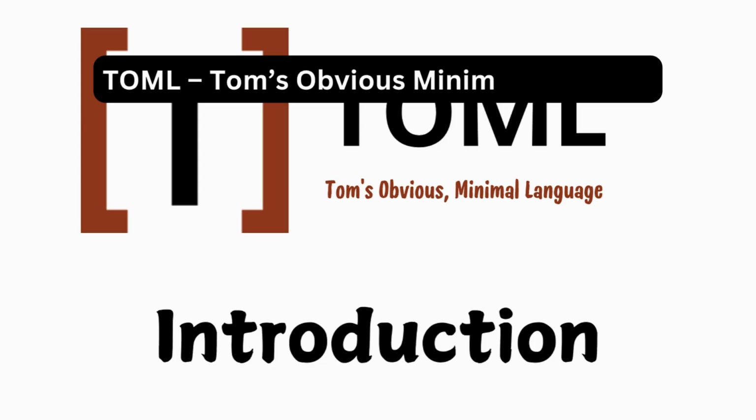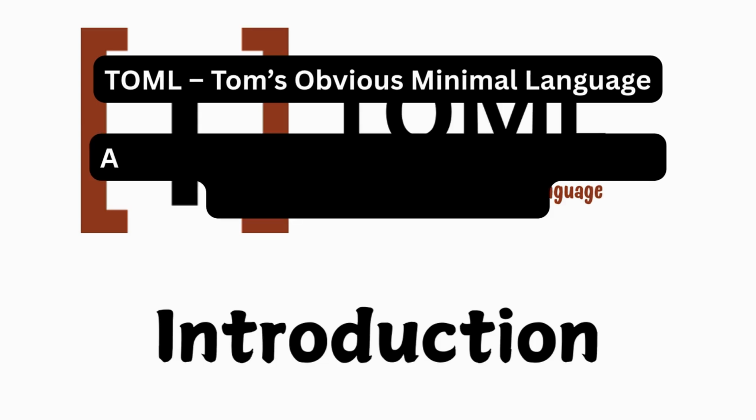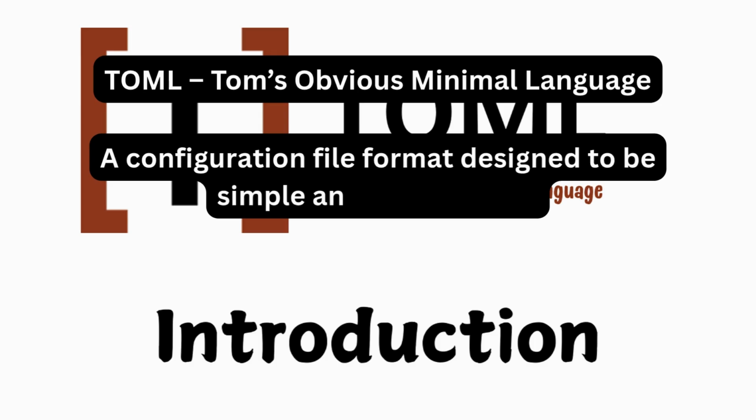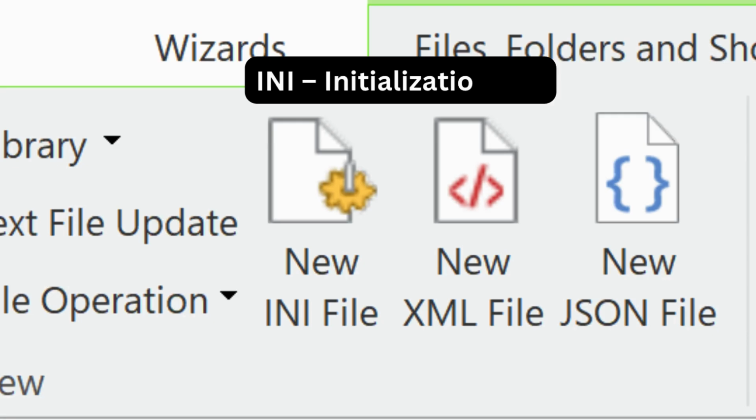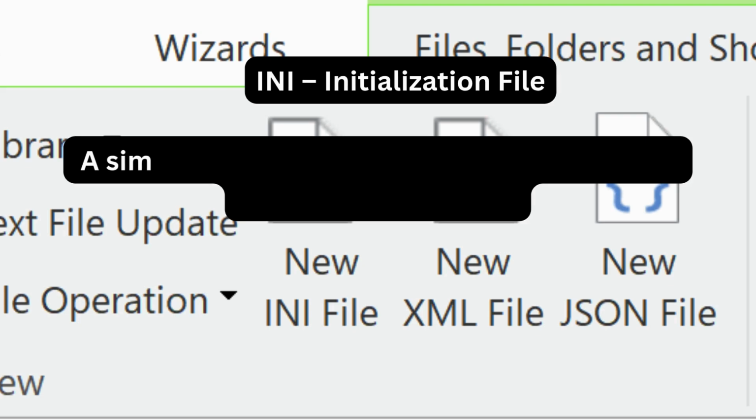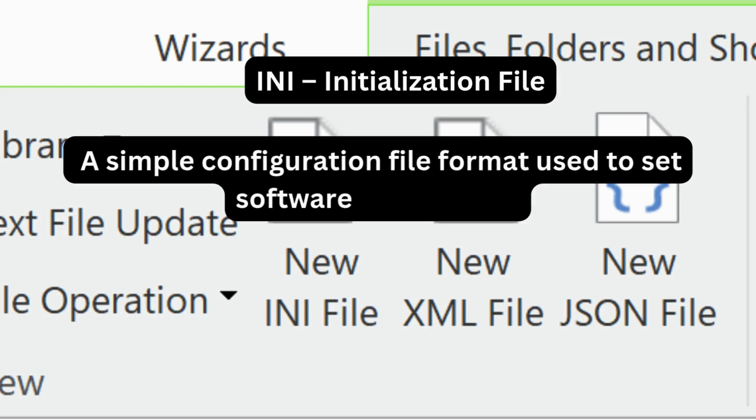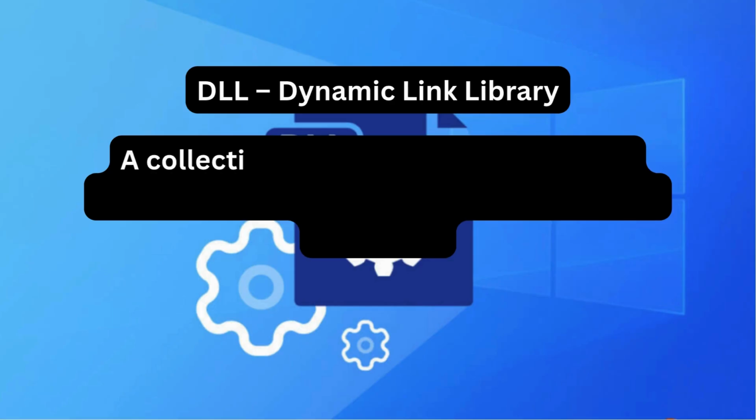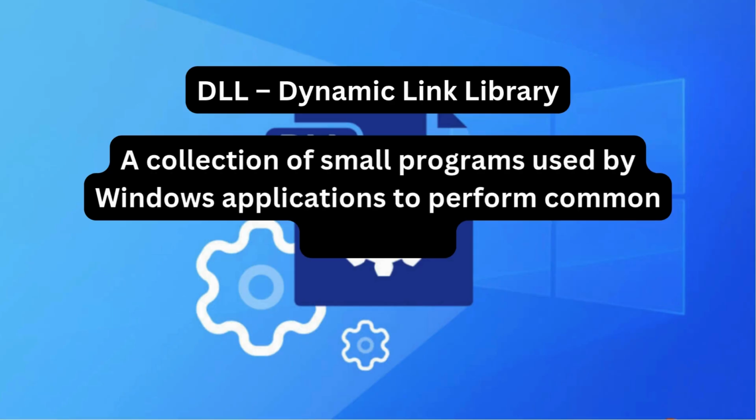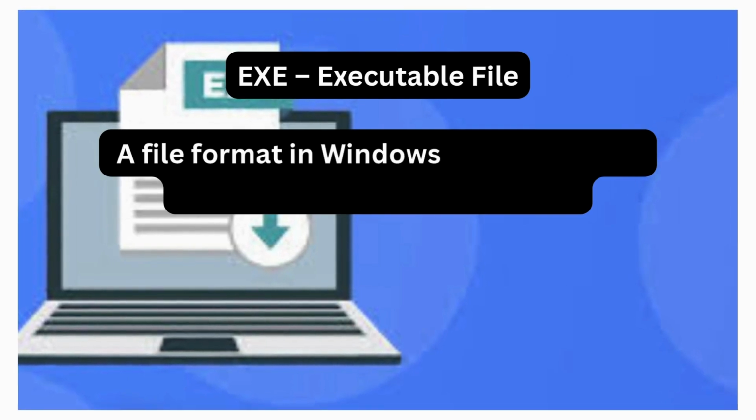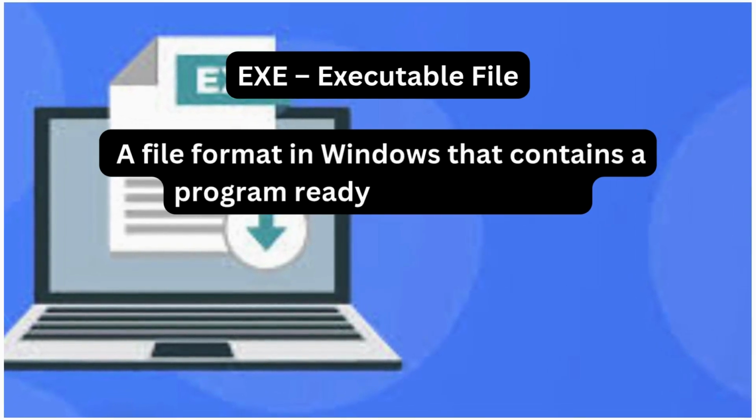TOML, Tom's Obvious Minimal Language. A configuration file format designed to be simple and easy to read. INI, Initialization File. A simple configuration file format used to set software parameters. DLL, Dynamic Link Library. EXE, Executable File. A file format in Windows that contains a program ready to be executed.